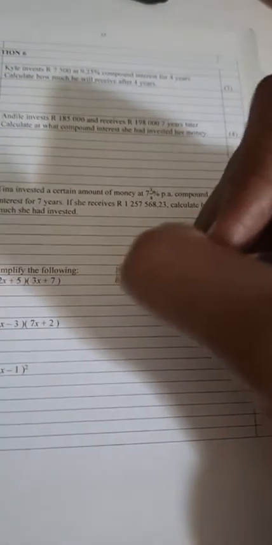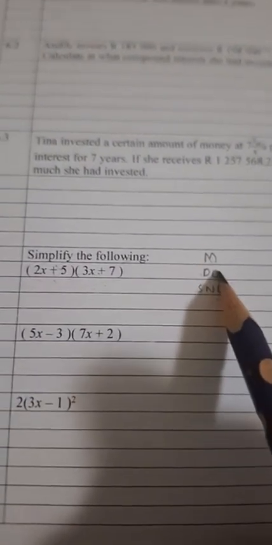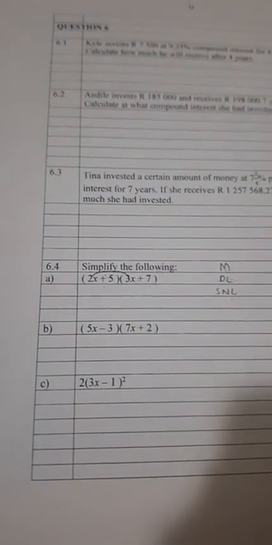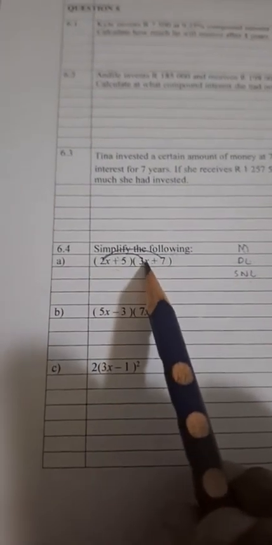So when we multiply, we always apply the distributive law. And when we do so, we consider M and DL. Guys, M means multiplication. DL means we apply the distributive law. In other words, 2x needs to be distributed to 3x by multiplication, and then 2x needs to be distributed to 7 by multiplication. We multiply the first terms, F, we multiply the outer terms, O, we multiply then the inner terms, I, we multiply the last terms, L.